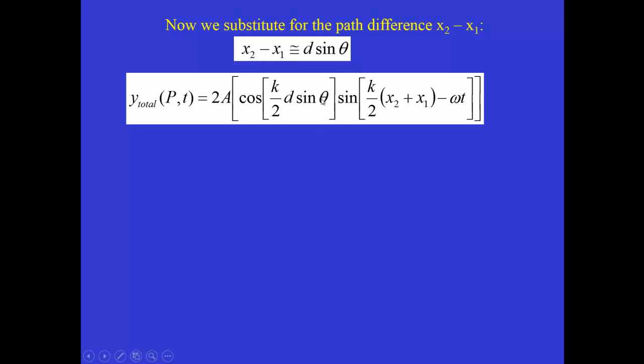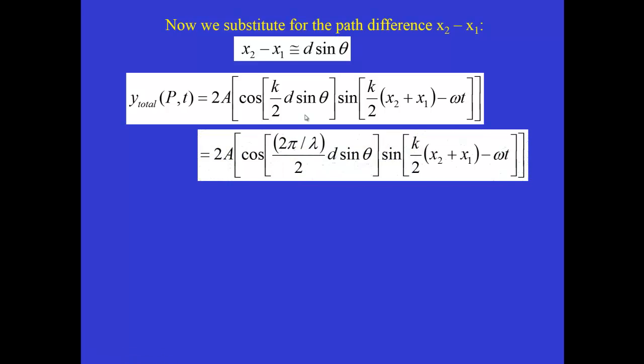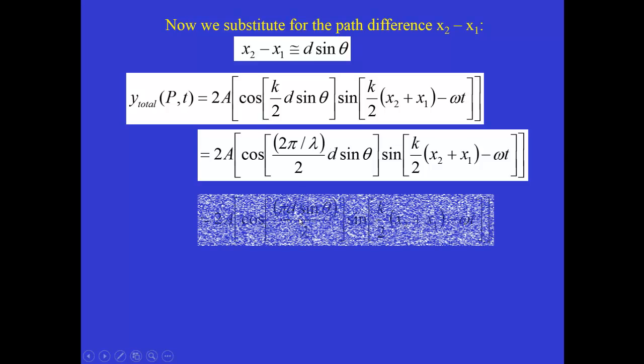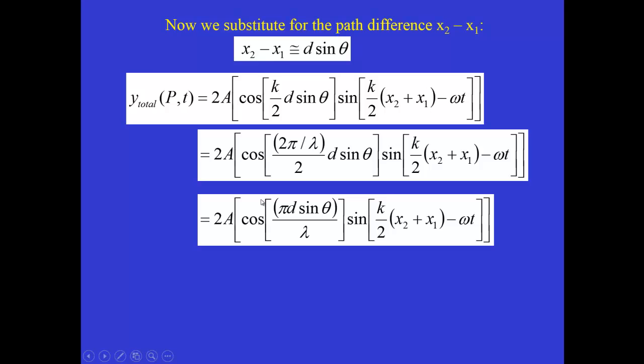Then we make that substitution in the first term of our overall total wave, and that becomes k over 2 d sine theta. Now let's substitute for k. We remember that k is the wave number, 2 pi over the wavelength, and we simplify one more time and get this in a form where we can see clearly that this cosine term, which is part of the amplitude function, depends, of course, on constants like the separation between the slits and the wavelength of light, but most importantly it depends on the position on the screen through the angle theta. So we consider that whole term an amplitude that depends on the angle theta.